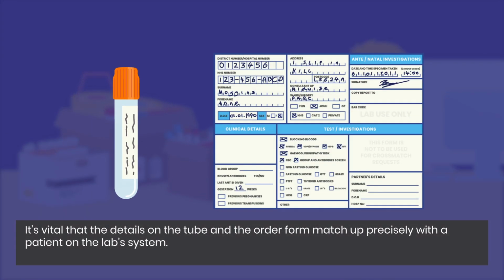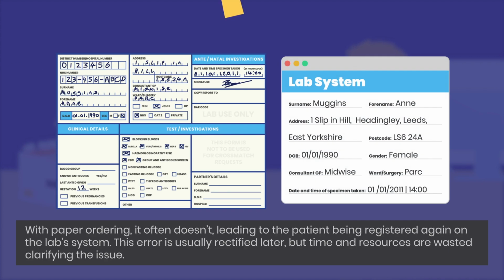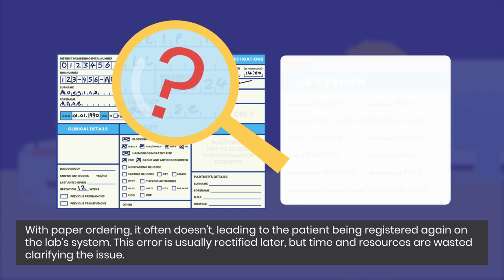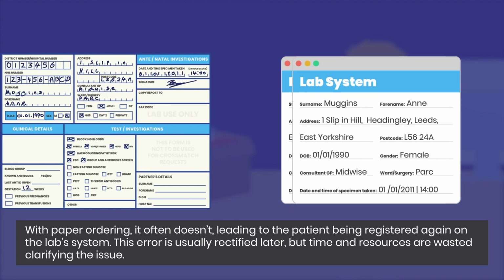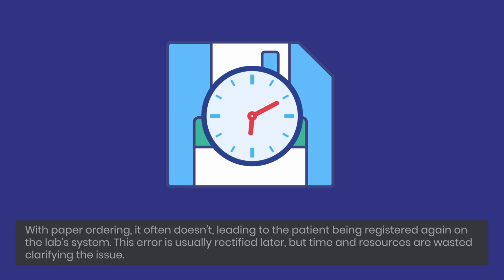It's vital that the details on the tube and the order form match up precisely with a patient on the lab system. With paper ordering, it often doesn't, leading to the patient being registered again on the lab system. This error is usually rectified later, but time and resources are wasted clarifying the issue.